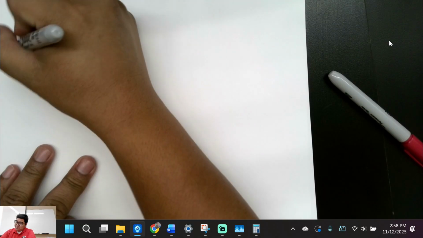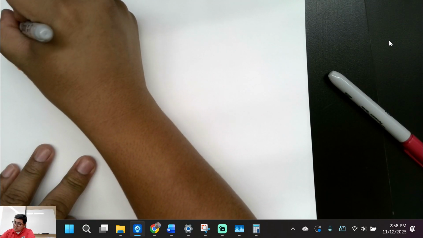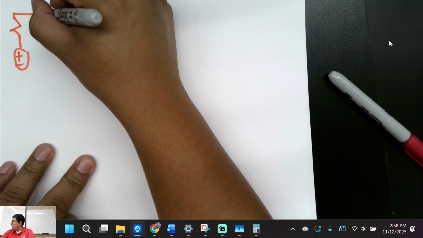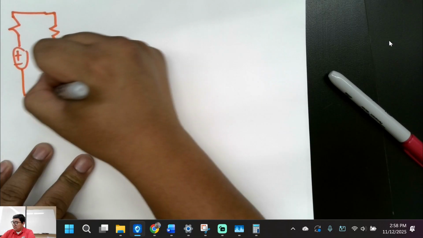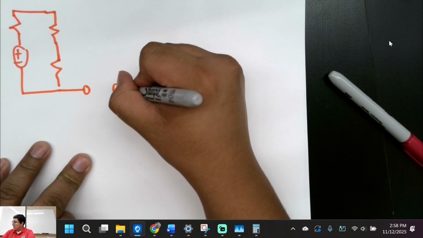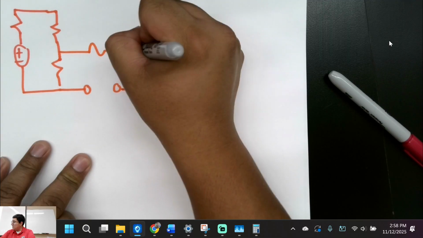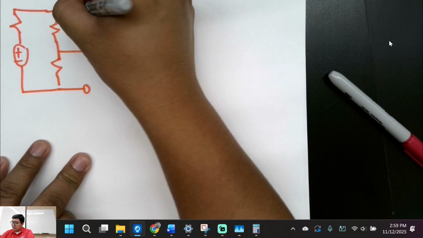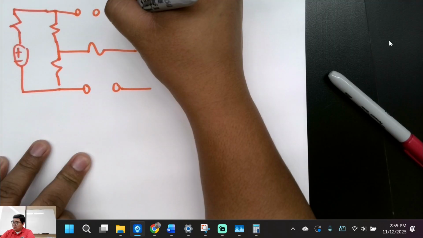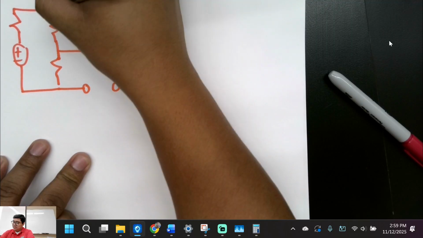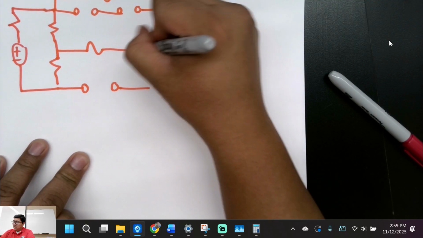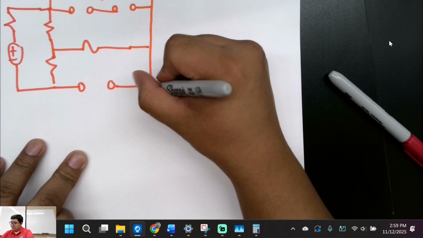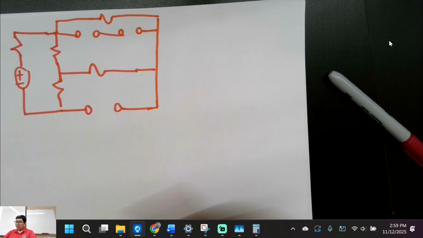Okay, let's try it again. There we go. Resistor. Resistor. Terminal. Okay. Resistor. I'm going to put a terminal here. Another terminal over here, just in case. Resistor right there. There we go. A lot better. Okay, now let's do our established voltages.